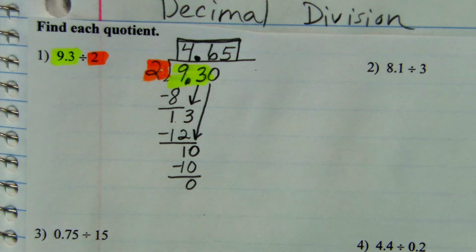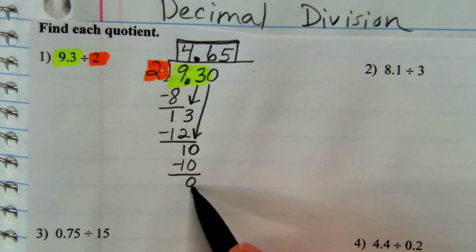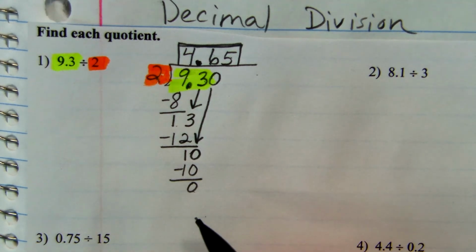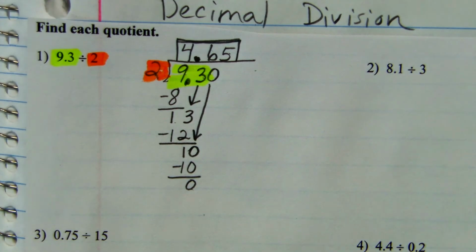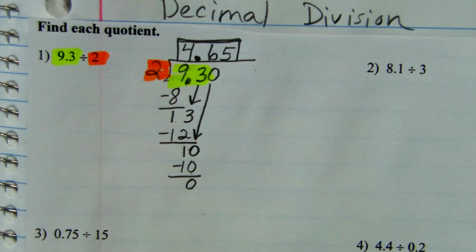Why do you have to do that last step, the 10 minus 10? So that's to show that there's no remainder. It's just completing your long division. You're supposed to do that with long division. Anytime, so that you're showing that there's no remainder and we're done.